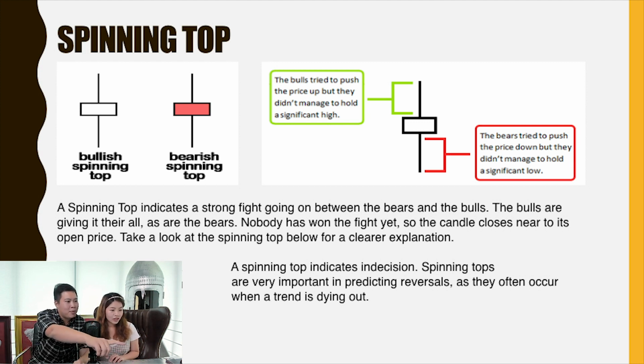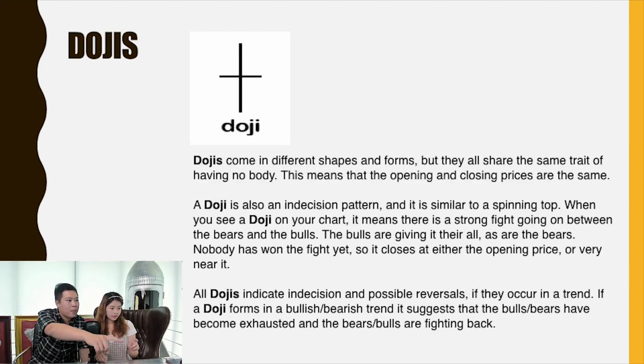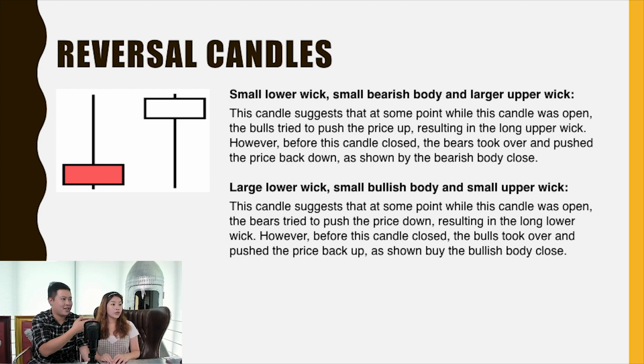Spinning tops are important for predicting reversals, as they often occur when the trend is dying out. They indicate indecision and possible reversals. There we go. Reversal candles.